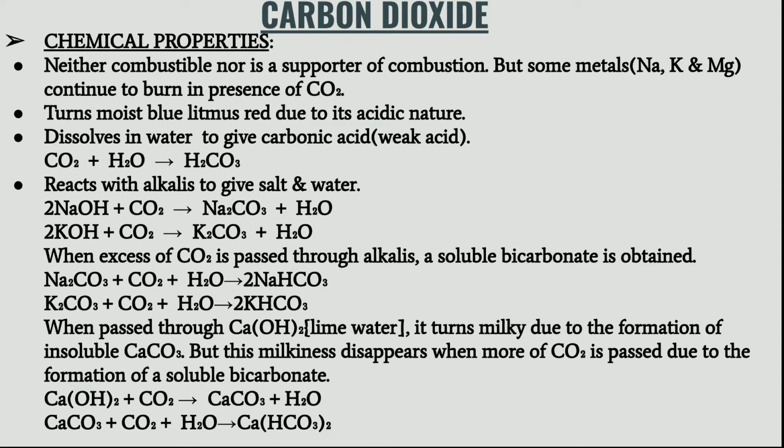When excess carbon dioxide is passed through alkalis, a soluble bicarbonate is formed. Na2CO3 is formed when a limited amount of carbon dioxide is passed through NaOH, an alkali. But when excess carbon dioxide is passed, the Na2CO3 and H2O combine with the excess carbon dioxide to form a soluble bicarbonate, that is sodium hydrogen carbonate, NaHCO3.